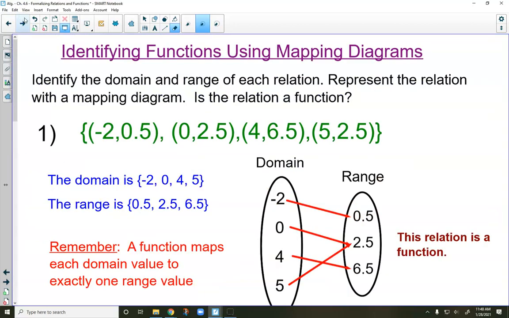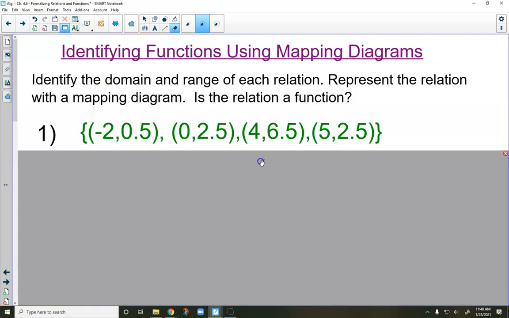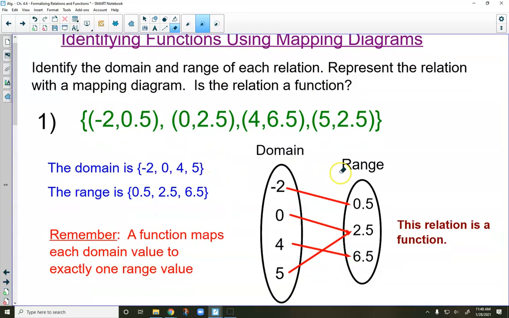You can identify functions using mapping diagrams. For this problem, they're asking you to identify the domain and range of a relation and represent the relationship with a mapping diagram. And is this relation a function? So we have these ordered pairs. Basically, the problem would look something like this. I would ask you this question and just give you the coordinate points. It would be up to you to do the rest of this.